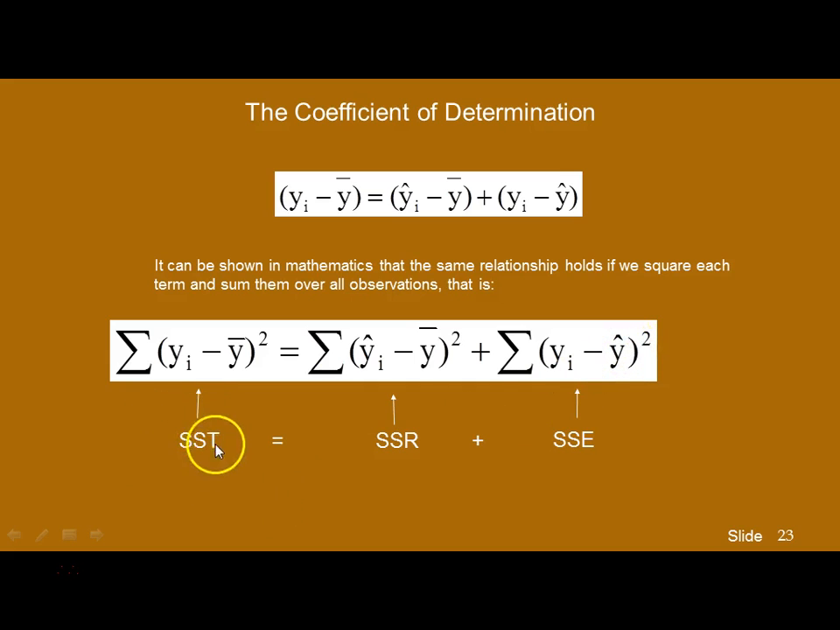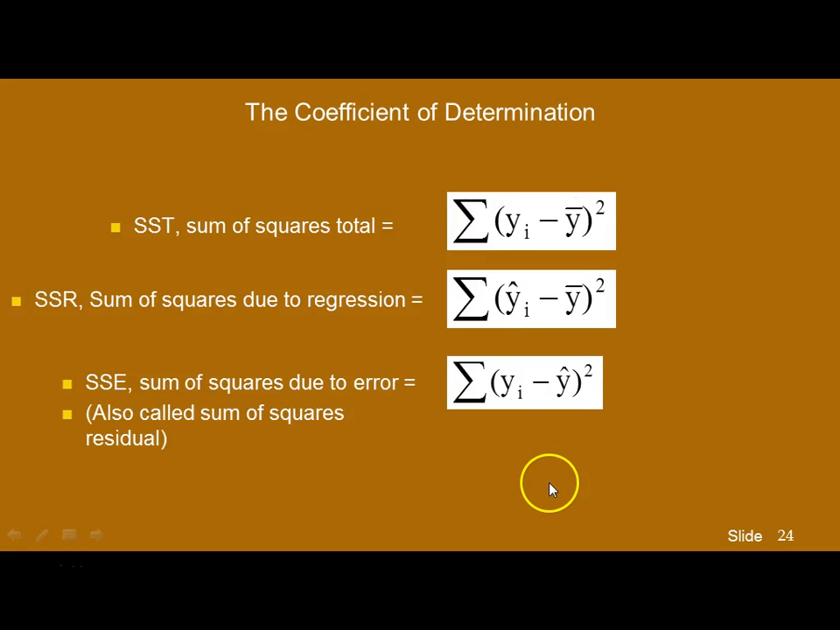The term on the left is going to be called SST, which we'll see on the next slide stands for sum of squares total. The term in the middle is SSR, sum of squares due to regression. And the term on the right is SSE, sum of squares due to error, or sometimes called the sum of squares residual. Here I've got all of these labeled as I was just talking about. SST, SSR, and SSE.